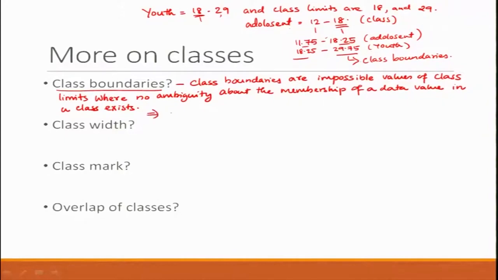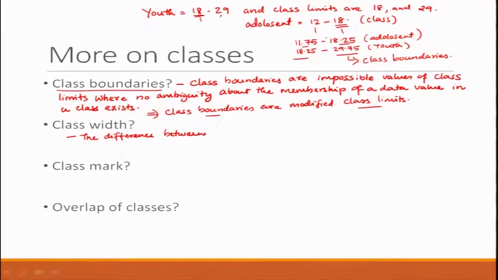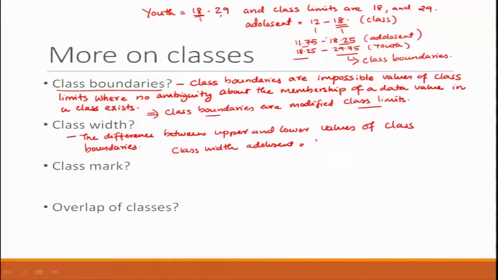Class boundaries are modified class limits. When you do frequency distribution, you change class limits into class boundaries. Then the second one is class width. What is class width? The difference between upper and lower values, not of class limits, but values of class boundaries. So the class width of the adolescent will be equal to 18.25 minus 11.75. This will be the class width.